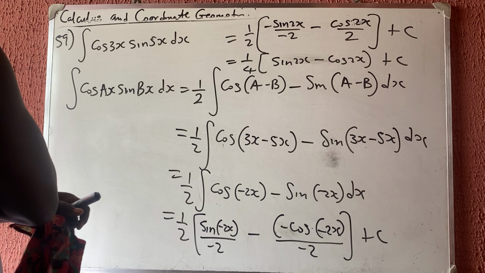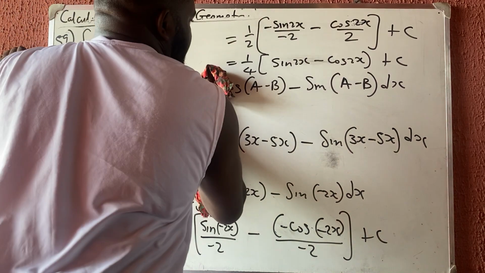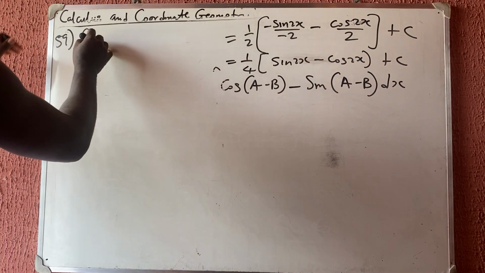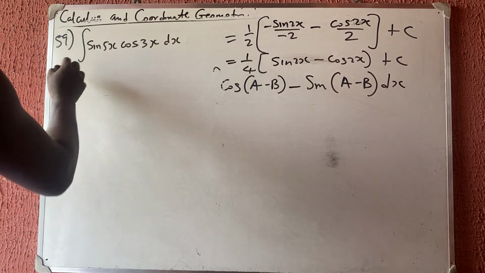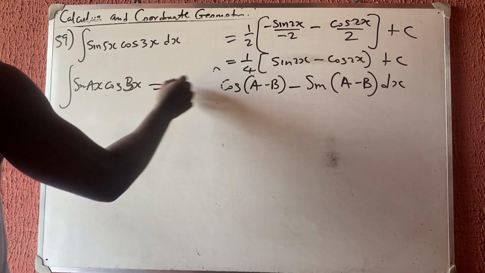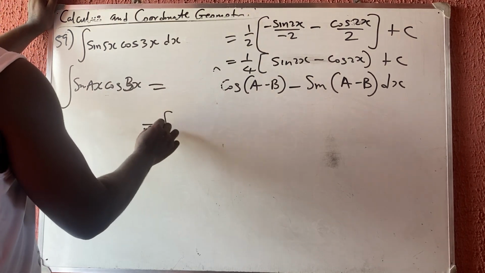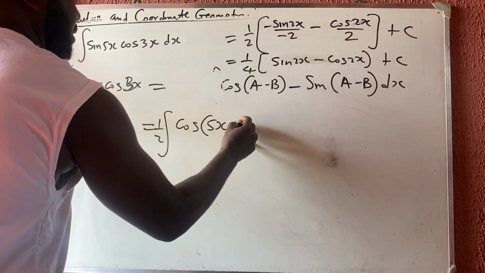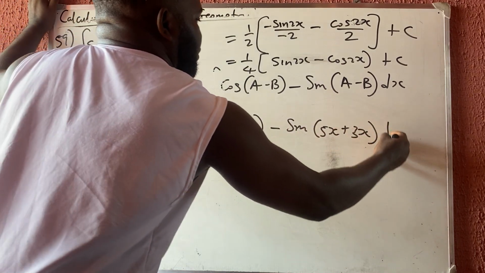But you can equally call this one a and b. Look at another method of solving this. You can decide to rearrange it yourself to have sine 5x cos 3x dx. The integral of sine ax cos bx dx is equal to this. So let's see if we get the same answer. This is now 1 over 2 the integral of cos, in fact, always use the bigger one, 5x minus 3x minus sine 5x plus 3x, dx.